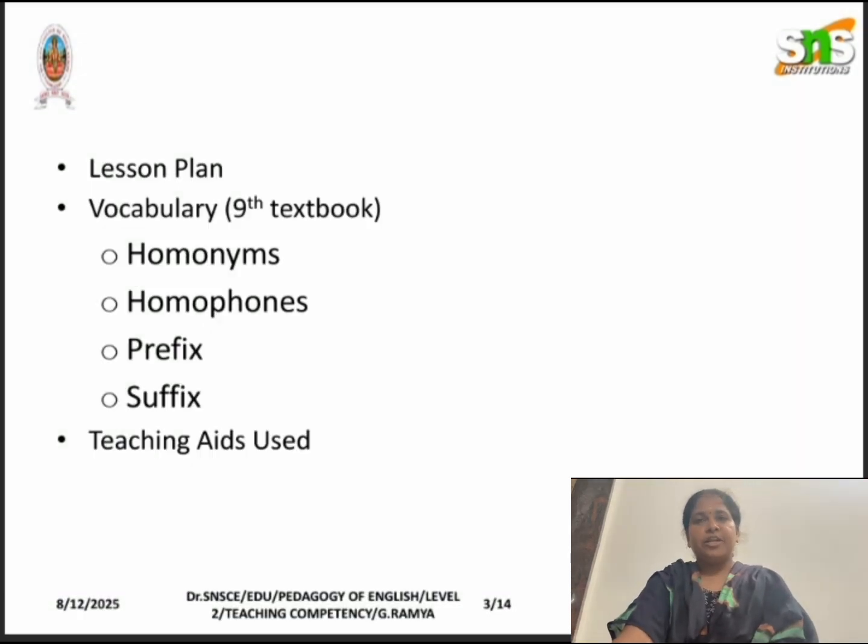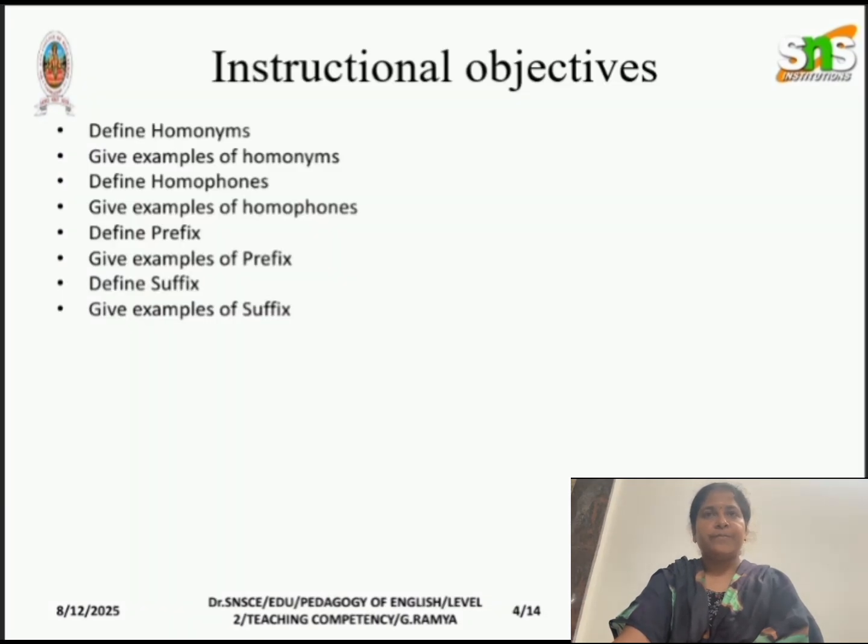Yes, let me tell you about the synopsis, how we can divide this particular vocabulary for the 9th standard topic, like lesson plan, vocabulary, homonyms, homophones, prefix, suffix and the teaching aids we are going to use in this particular topic. We are going to make the students understand our concept in this way, that is called as instructional objectives.